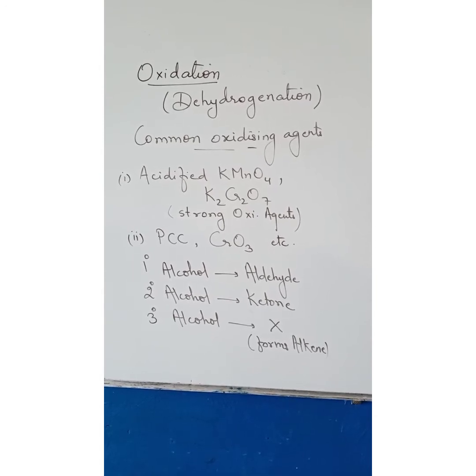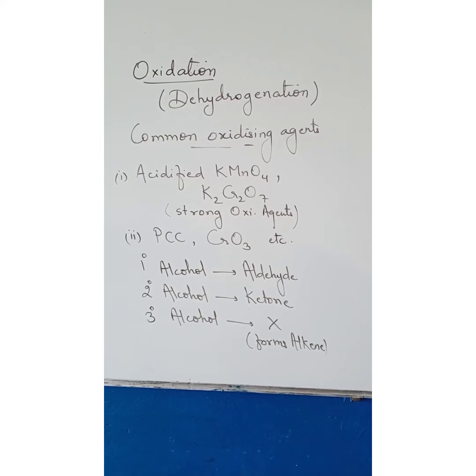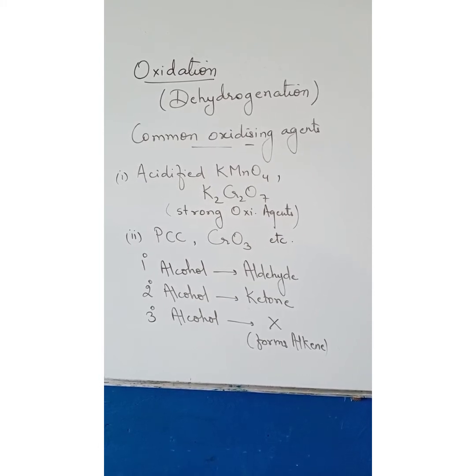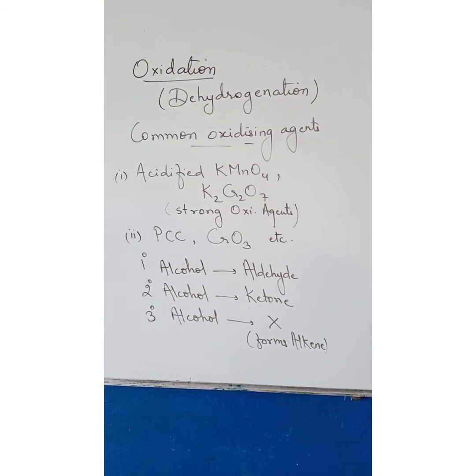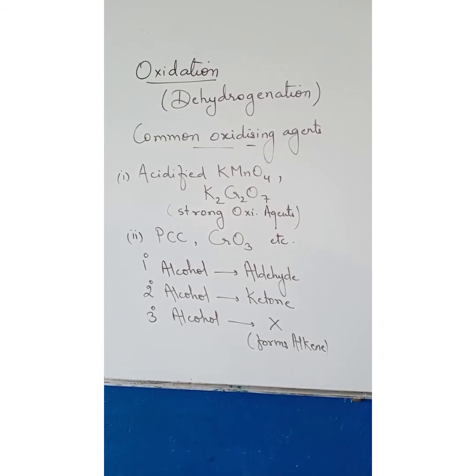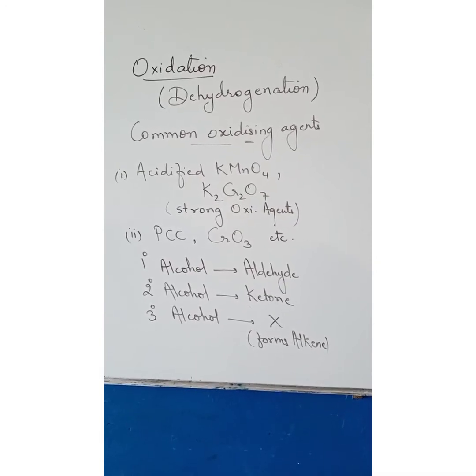It is noticed that 1-degree alcohol gets oxidized to form aldehydes, 2-degree alcohols to ketones, whereas 3-degree alcohols do not undergo oxidation. They readily lose a water molecule and form alkene. Let us understand it with the help of an example.